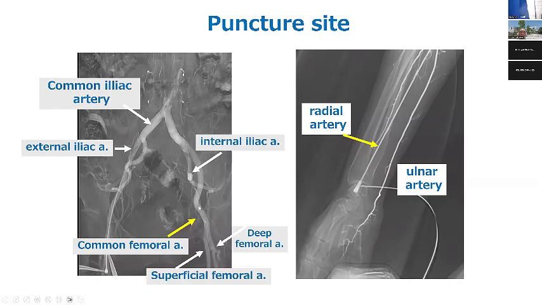Here's the puncture site. Okay, recently radial artery puncture has also become popular, as shown on the right side of the slide. You can puncture the radial artery, and you can find the ulnar artery, and there is an anastomosis between them at the end.